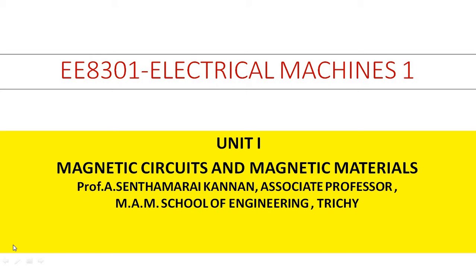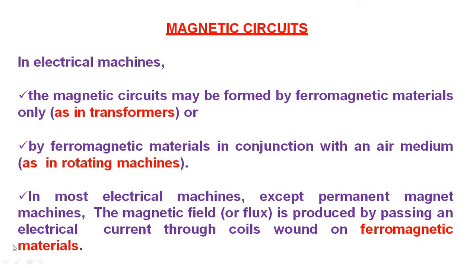Today we will discuss magnetic circuits. In electrical machines, the magnetic circuits may be formed by ferromagnetic materials only, as in a transformer, or by ferromagnetic materials in conjunction with an air medium, as in rotating machines. In most electrical machines, except permanent magnet machines, the magnetic field flux is produced by passing an electrical current through coils wound on ferromagnetic materials.